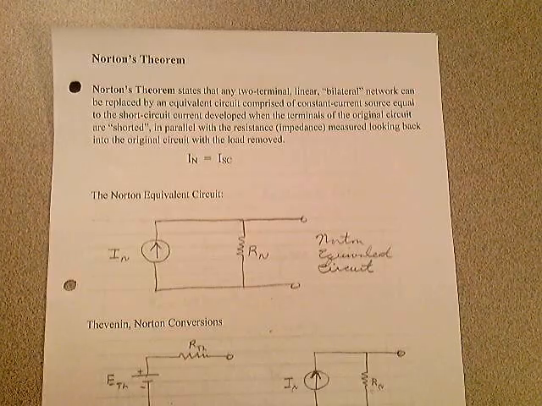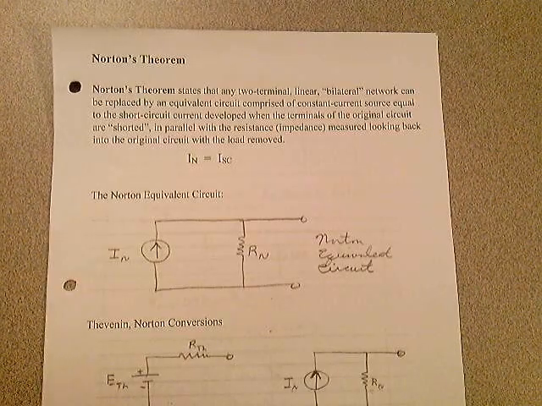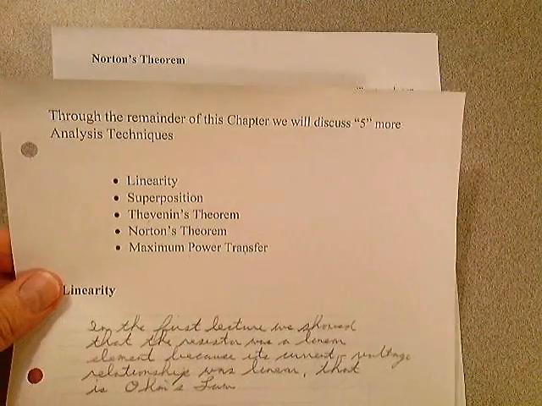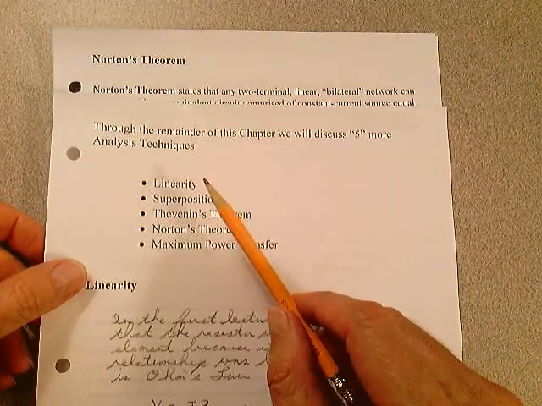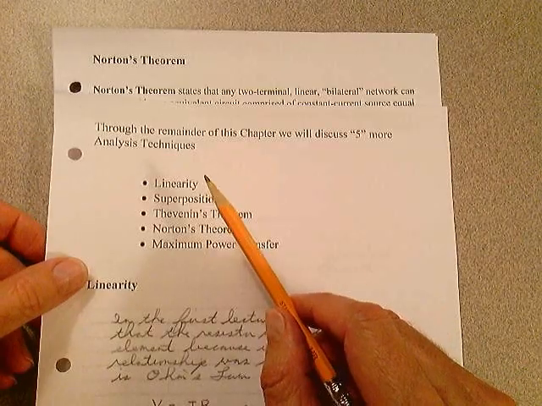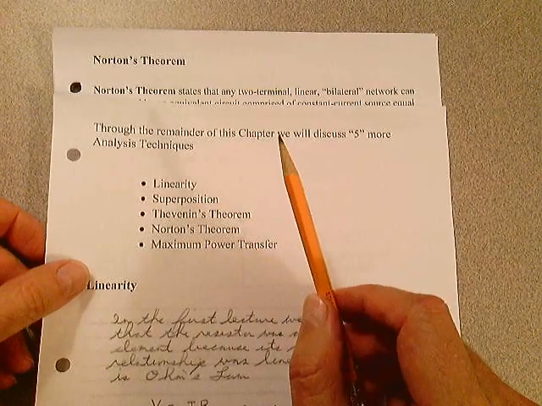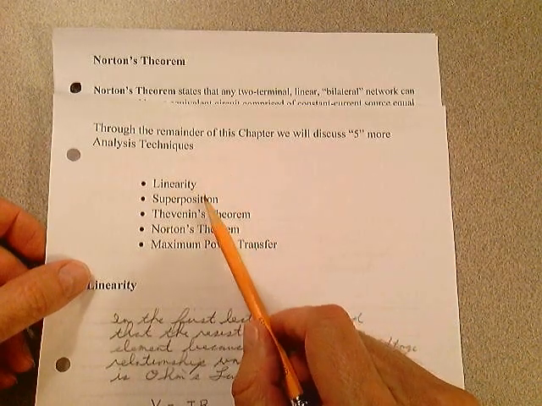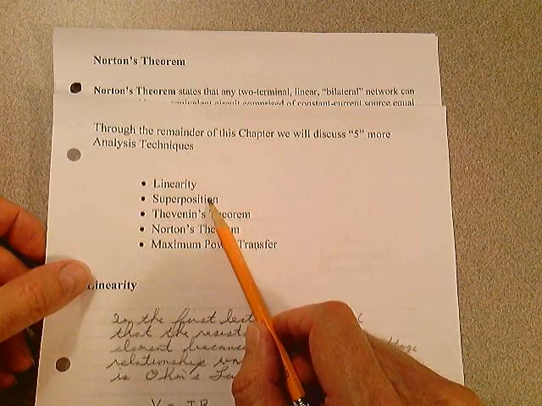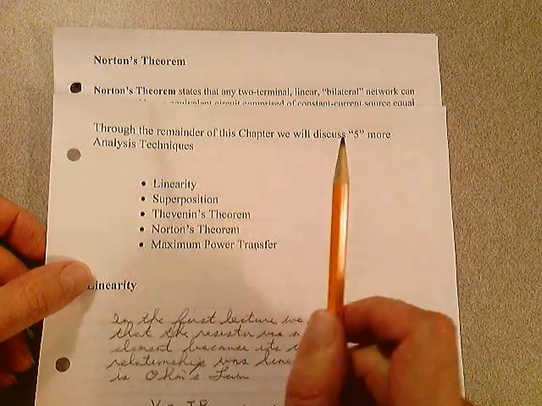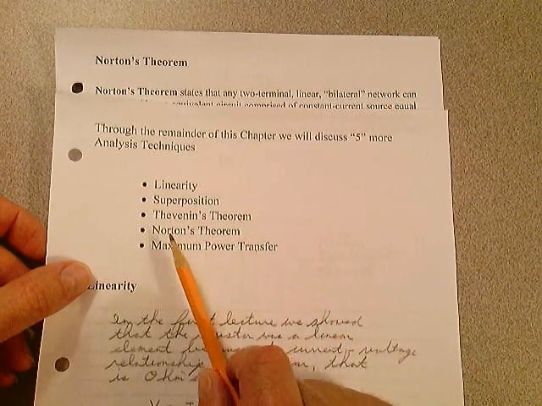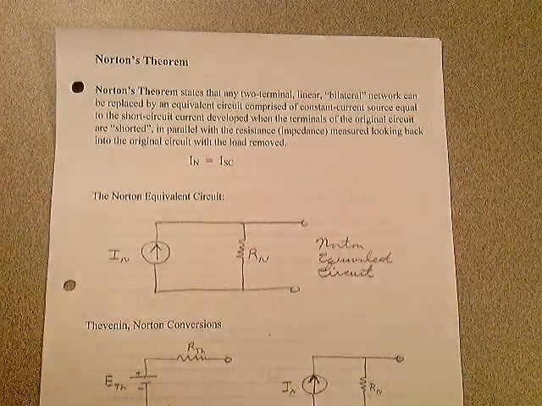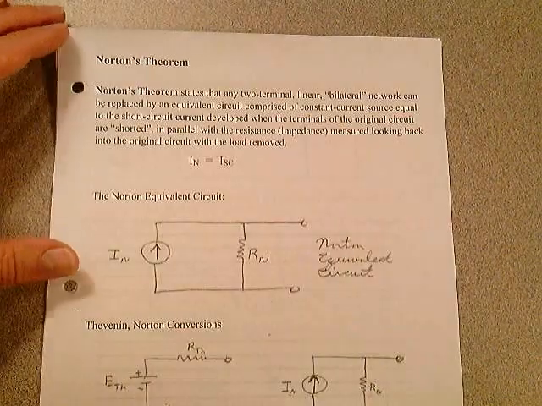If you remember, over the past 3 lectures or so, we're in chapter number 5, and I wanted to discuss 5 different analytical techniques that you'll use through the remainder of this course. Linearity was one of them. Superposition was another. Thevenin's theorem. We have to cover Norton's theorem and maximum power transfer. Looking at Norton's theorem right now, it's on page number 109.